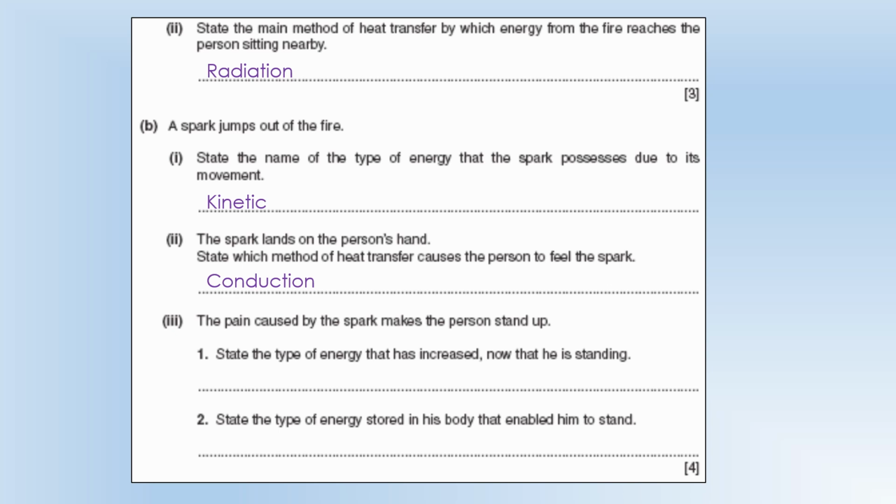Pain caused by the spark makes the person stand up. State the type of energy that's increased. Well, the person's center of mass has moved upwards, so that's going to increase their gravitational potential energy. State the type of energy stored in his body that enabled him to stand. Well, chemical potential energy. That's what our muscles transfer into all the different forms that we might produce.